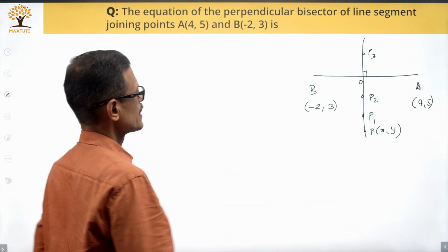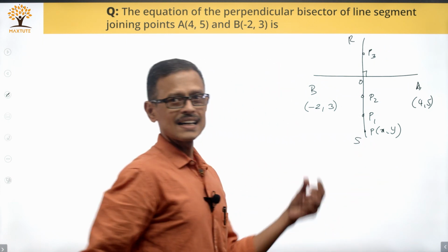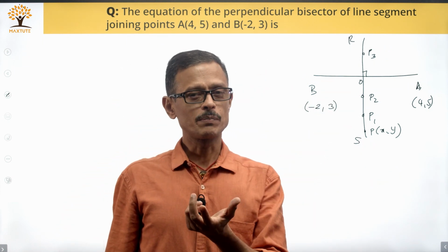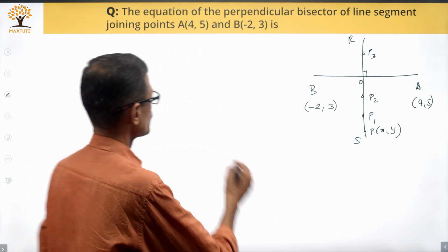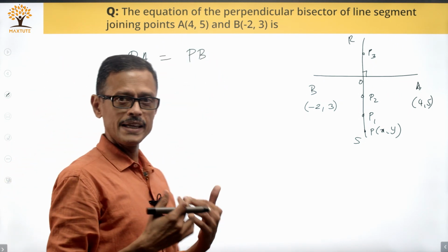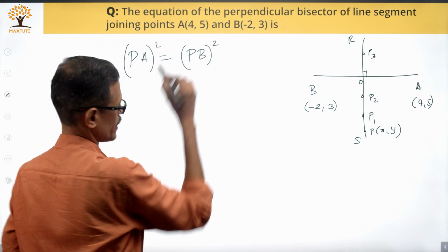So what we're going to say is, because this line, we'll call this line RS, RS is a perpendicular bisector of AB. Any point lying on the perpendicular bisector will be equidistant from the 2 endpoints A and B. So PA is equal to PB. If PA equals PB, then PA square will be equal to PB square.